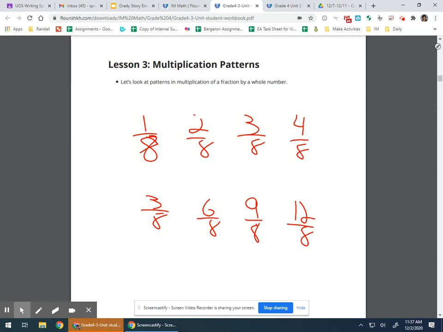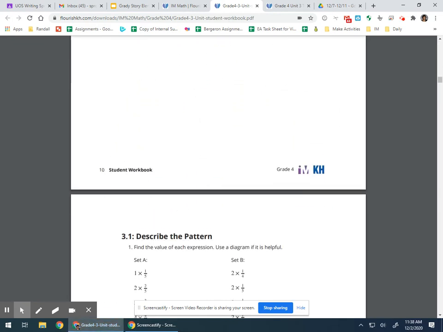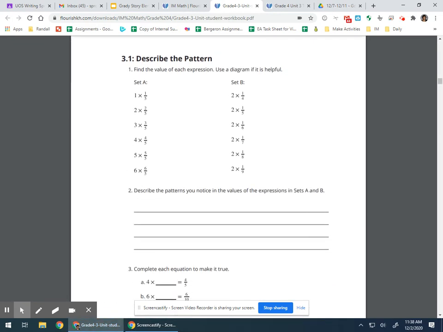All right, so right now I need you to turn to page 16. Page 16, we're going to start our lesson. All right, here we go, 16. It should say, describe the pattern. Find the value of each expression. Use a diagram if it is helpful.